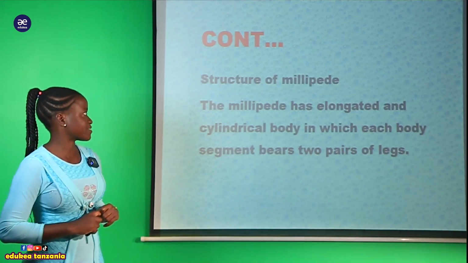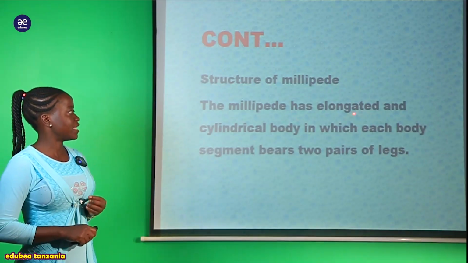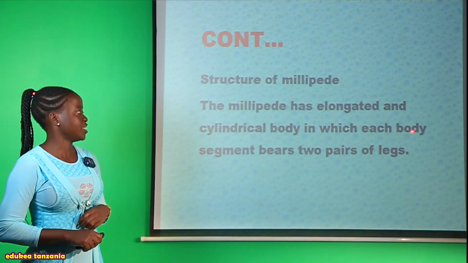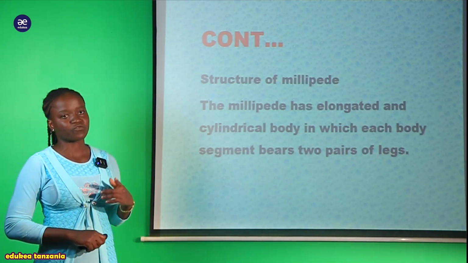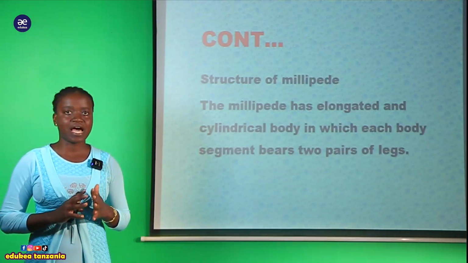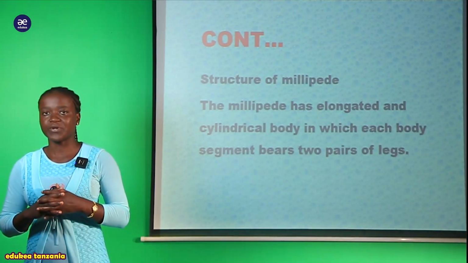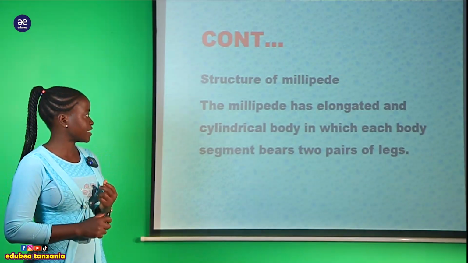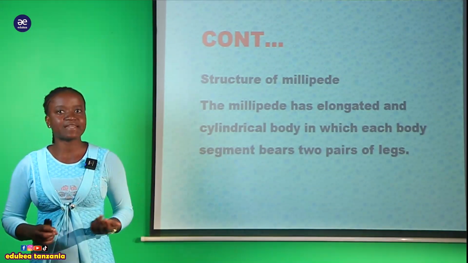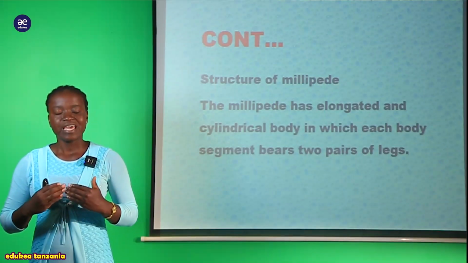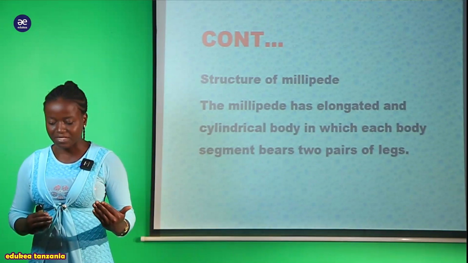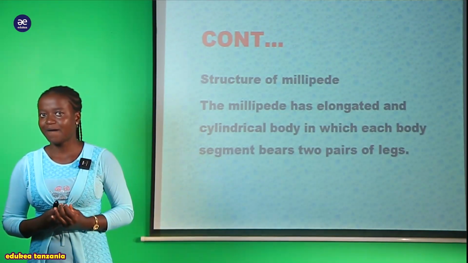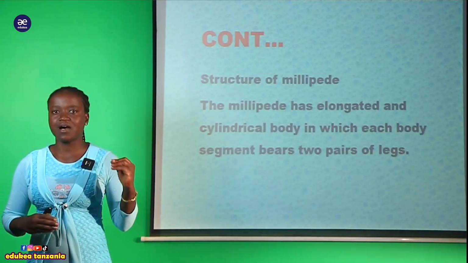So here, my students, we can say that the millipede has an elongated and cylindrical body in which each body segment bears 2 pairs of legs. Na hiyo ndio structure ya hao organism ambayo huyu organism tunayemuita millipede. Mwenye structure yake inakuwa ni round shaped, and not only that, we have said that these organisms contain several segments within their body. And per each segment ndipo ambapo sasa unakutana na different kinds of pairs of legs within their bodies. So hiyo inakuwa ni structure ya hawa organism.